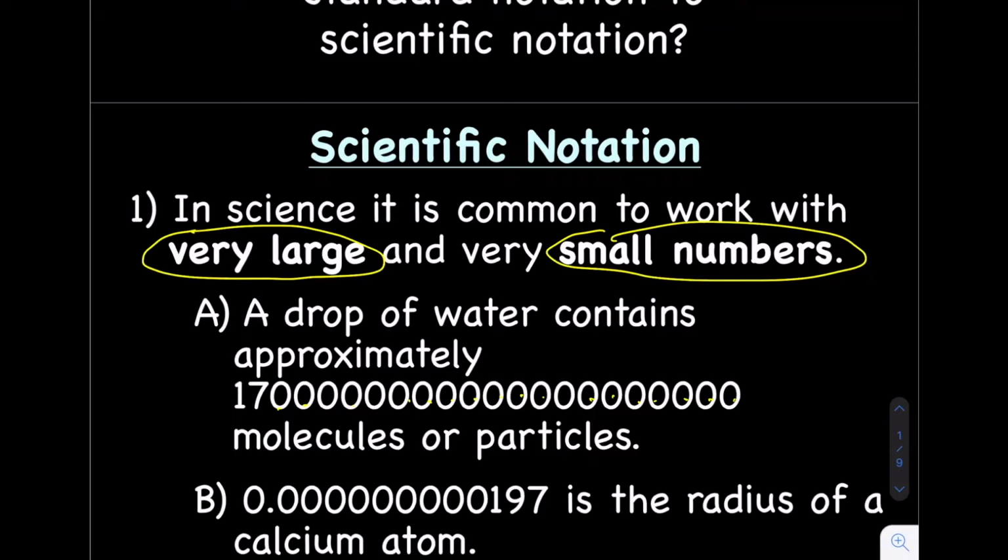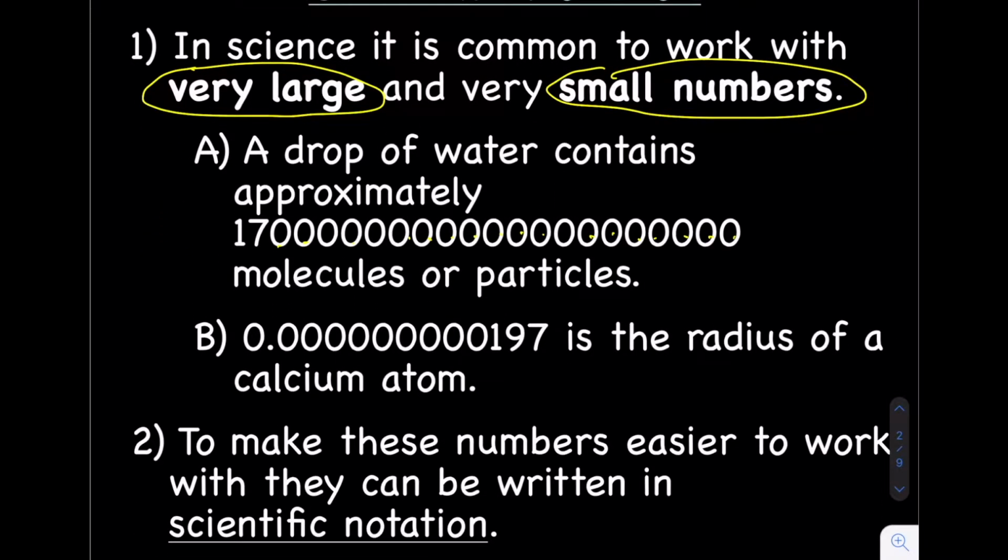Another example is the radius of a calcium atom, which is 0.0000000000197. Again, a number that's sort of hard to work with, hard to write down, hard to put in the calculator, easy to make a mistake.